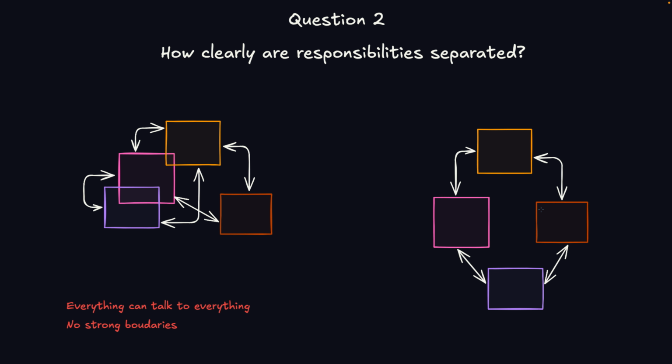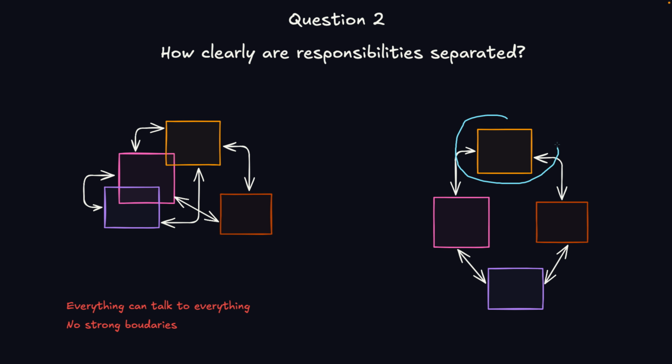On the other hand, if we have a system like this where the boundaries are clearly defined and the interactions are really clear, and we also have a constraint to say that this particular component cannot talk to this component directly, this is an example of a system where responsibilities are clearly defined and separated.